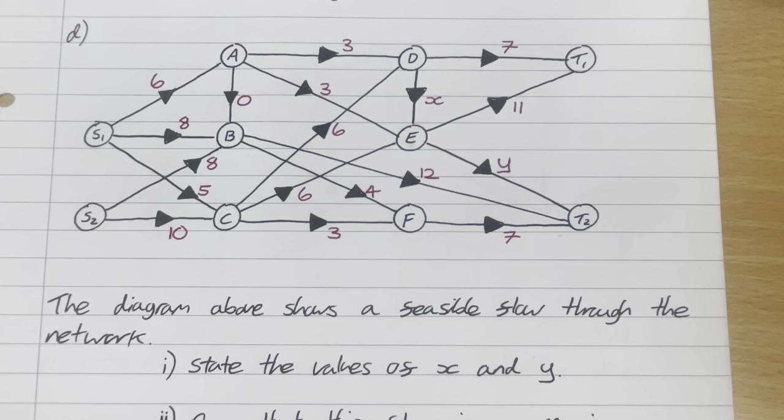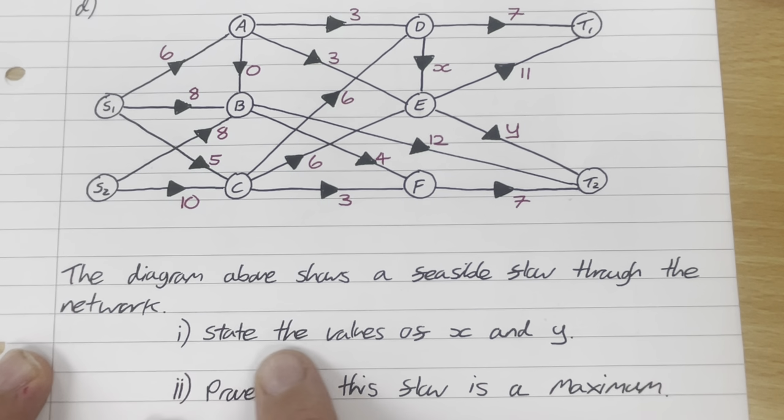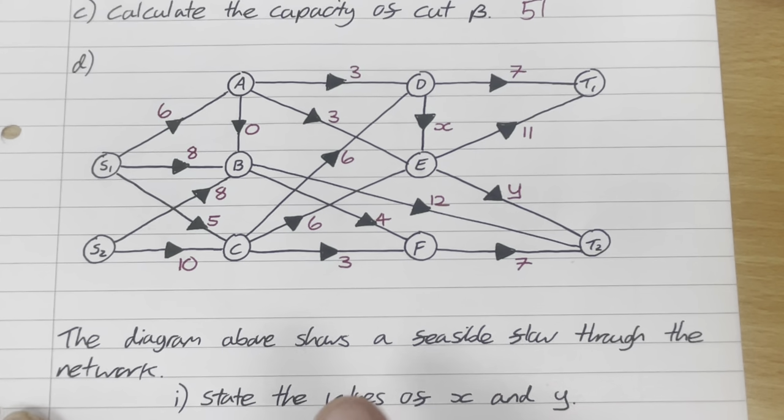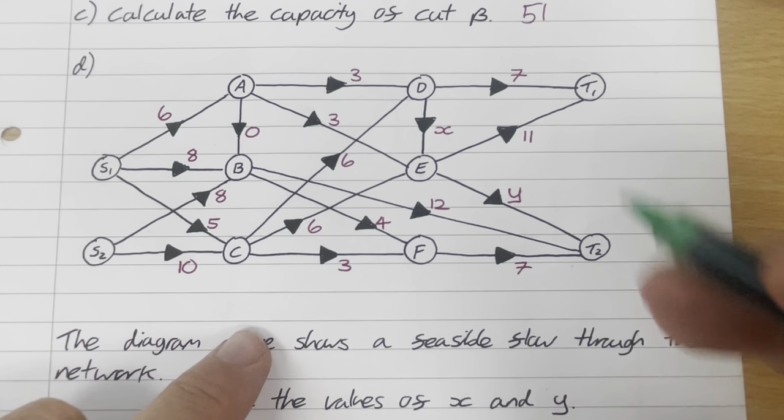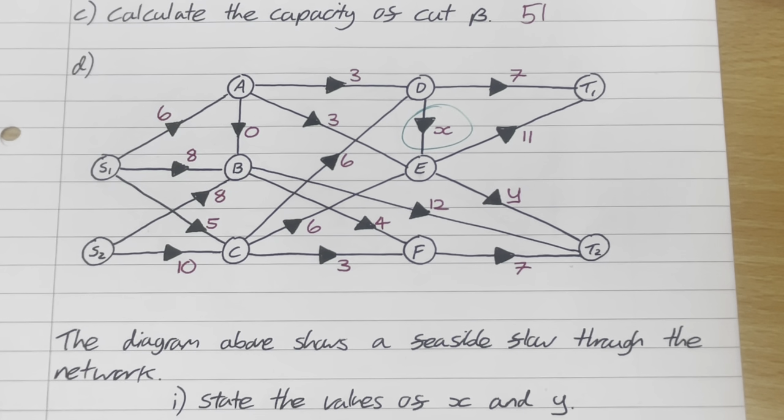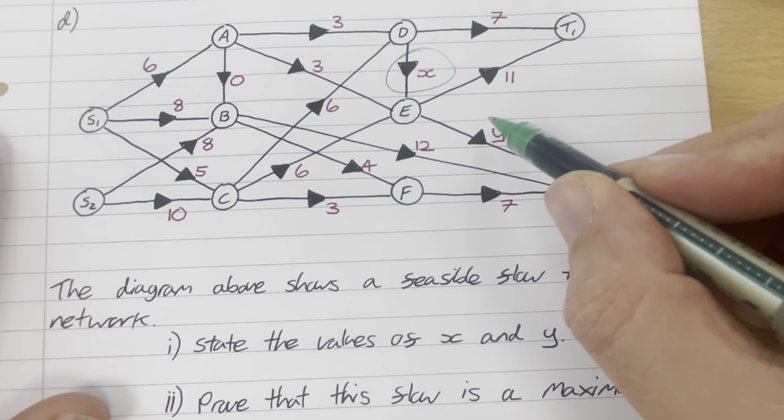And also, except for sources and sinks, all of the flow into a node will equal all of the flow out of that node. Okay, so for part I, we are to state the values of X and Y. So just look at these values here. We can see that this is not being included. It's an unknown, and so is this.